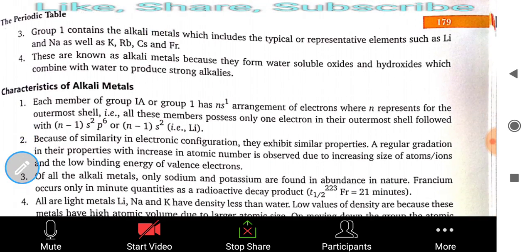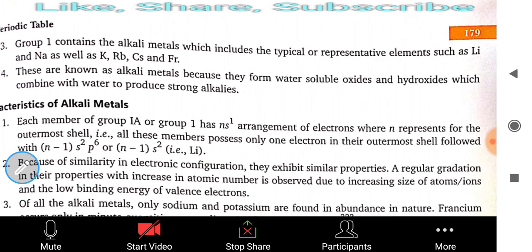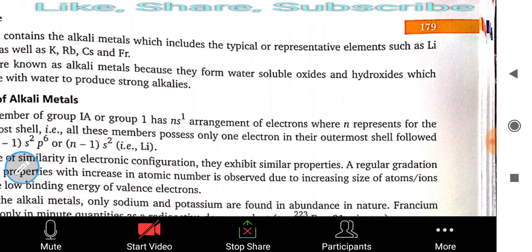Okay, then about the alkali metals: group 1 contains the alkali metals, which include the typical or representative elements such as lithium and sodium, as well as potassium, rubidium, cesium, and francium. Whenever you read about elements, you should develop a tendency to read their full names, so that you do not get confused in future. So these are known as alkali metals.